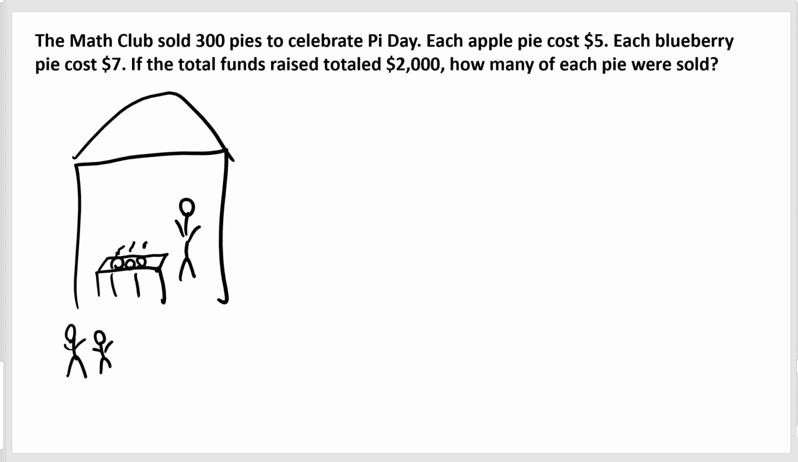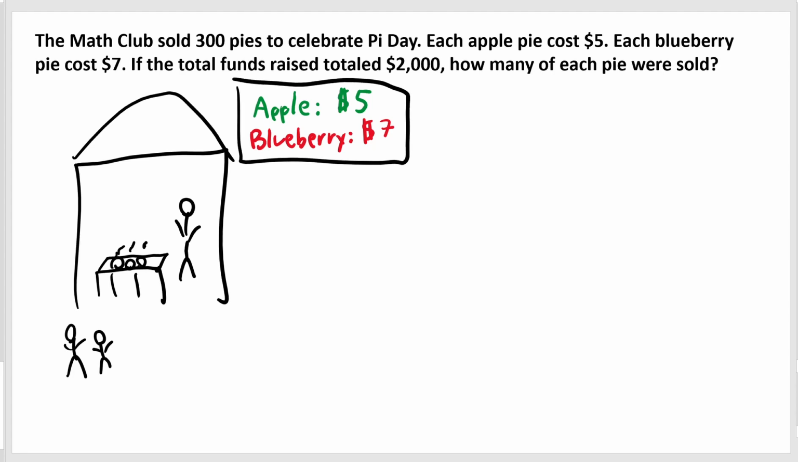Okay, now each apple pie costs $5. Okay, so they have two kinds of pie. They have apple pies for $5, and each kind of blueberry pie, blueberry, you'd think that I would have picked a blue pen for blueberry, but no. Each blueberry pie costs $7. Okay, so let's imagine they have this sign over here, and they're like, hey, buy our pies, yeah? Now, the total funds raised totaled $2,000. So, how much of each pie were sold?